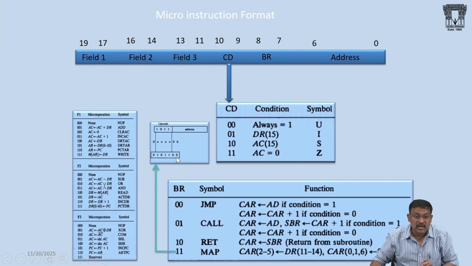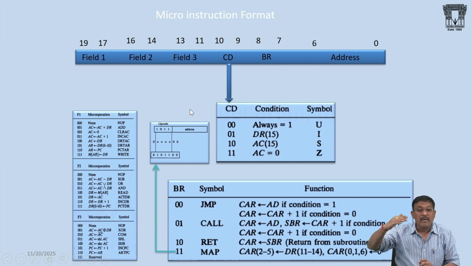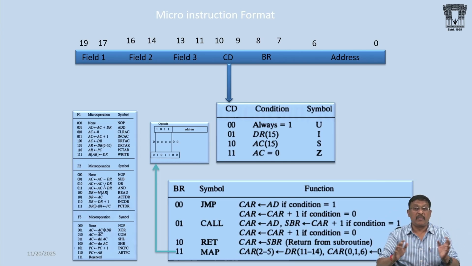These CR0, CR1 and CR6 bits are initialized with zeros, and bits 2, 3, 4, 5 are mapped with the opcode bits of the machine instruction. This is called mapping logic. This is what you can call mapping of the opcode bits of the machine instruction into the address bits of the micro instruction. This is called the mapping operation.